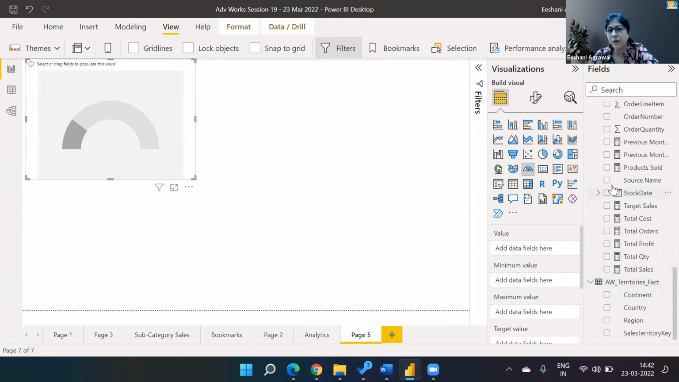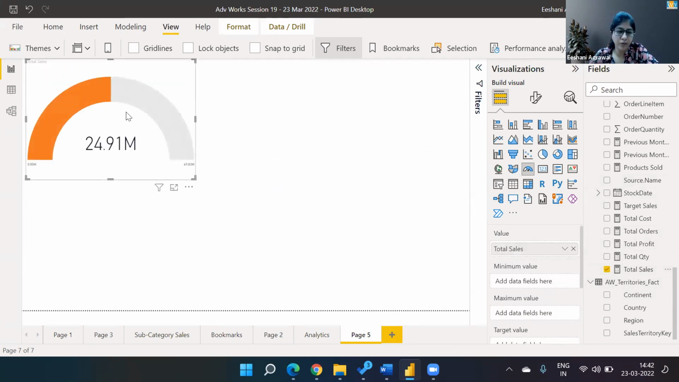So let's say I wanted sales to go to the value. So what the gauge chart does, 24.91 is my total sales. It does 0 and whatever is this number, double of it becomes the maximum. So it puts the min and maximum by itself and it's showing me the total sales that have happened so far. And this is right in the middle over here.